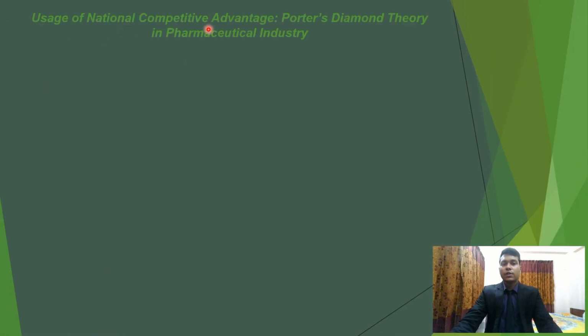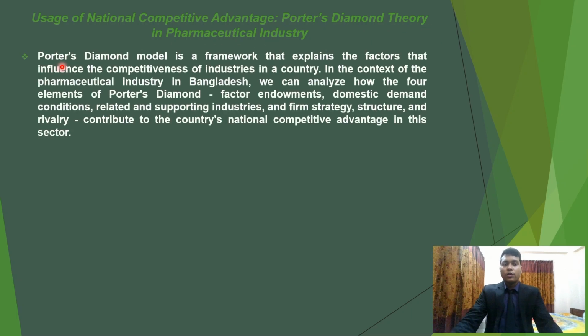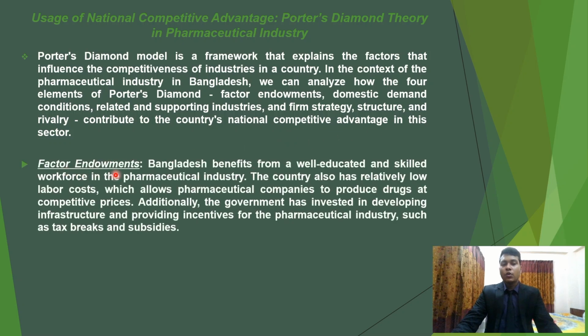National competitive advantage, Porter's diamond theory in the pharmaceutical industry. Porter's diamond model is a framework that explains the factors that influence the competitiveness of industries in a country. In the context of the pharmaceutical industry in Bangladesh, we can analyze how the four elements of Porter's diamond: factor endowments, domestic demand conditions, related and supporting industries, and firm strategy, structure and rivalry, contribute to the country's national competitive advantage in this sector. Factor endowments.